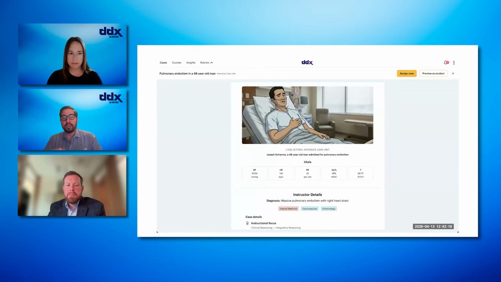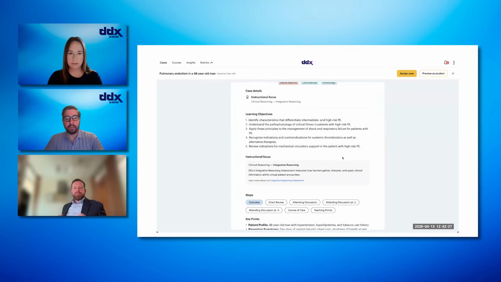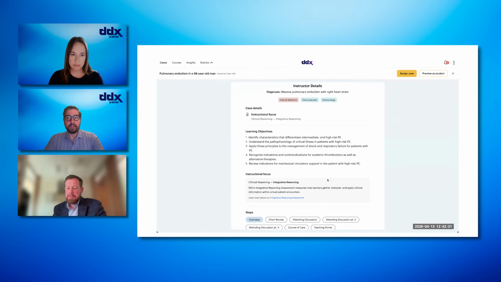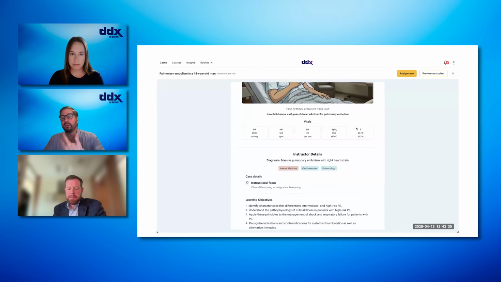So this is a patient admitted for a pulmonary embolism. What you're looking at right now is the faculty view. So what you would see as an educator before you assign a case to a learner, and you can see the learning objectives and sort of the whole details of the case. Normally, what I say when I'm showing this screen is, you can also see the diagnosis, which obviously the learner can't see.